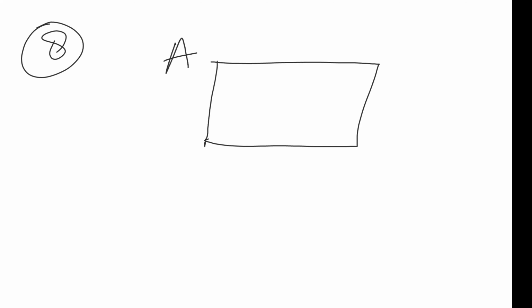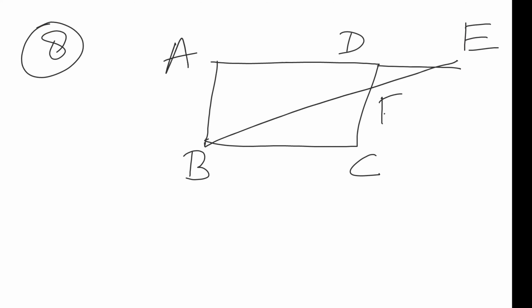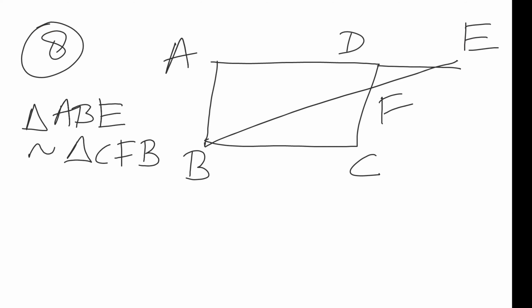E is a point on the side AD produced of a parallelogram. So we are having one parallelogram, okay? And this is A, D, C, and B. This is extended to E. And this is F. Now you have to prove triangle ABE similar to triangle CFB.